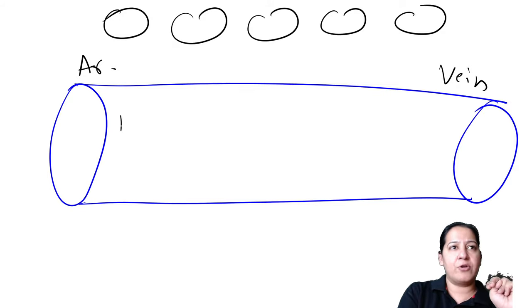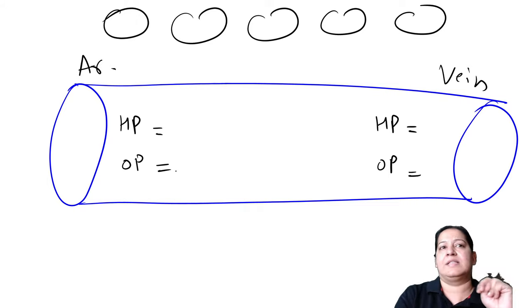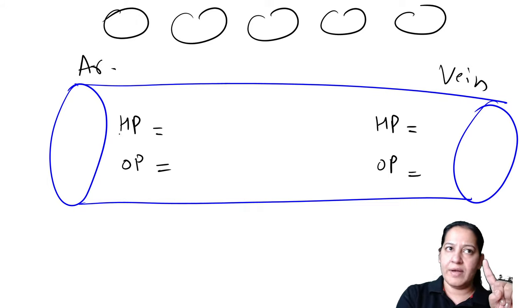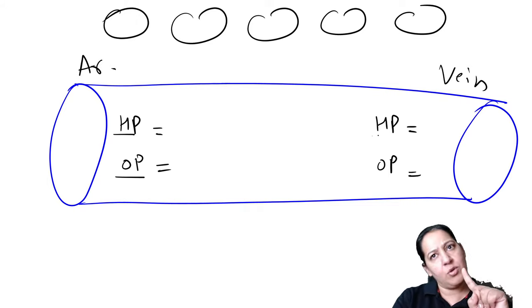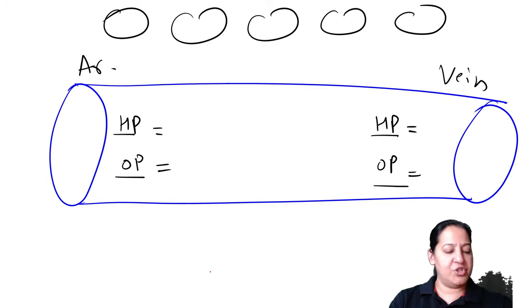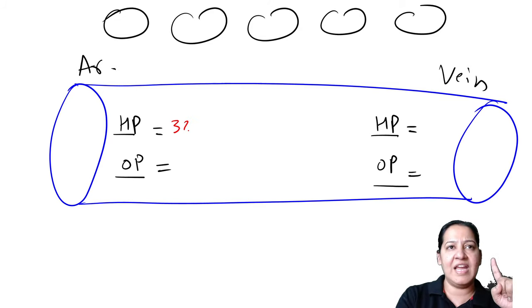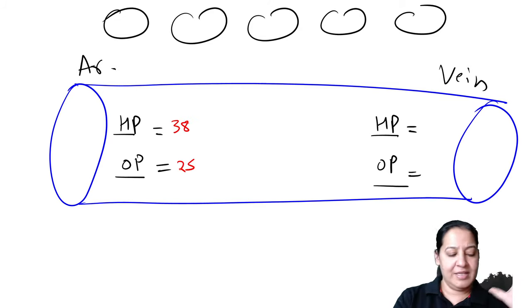So tell me hydrostatic pressure and osmotic pressure. Tell me the values of hydrostatic pressure and osmotic pressure at the arterial end as well as at the venous end. Hydrostatic pressure, we know it is outward, osmotic is inward. Tell me the net pressures at the two. So who will tell me the values? Rishinika, what are the values at the artery? Very good. At the arterial end, the values are 38 and 25. These are the values in mm of Hg, of course, very good.